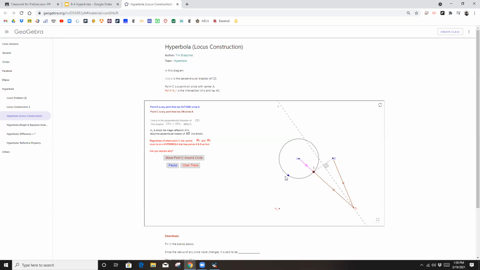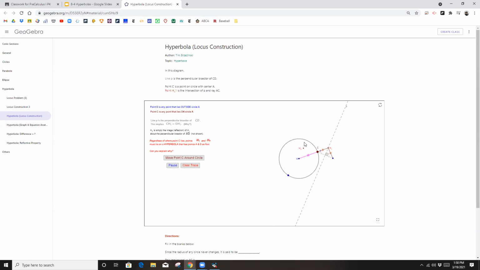All right, so let's see what's happening. I'm going to move point C around the circle, and it's going to trace a bunch of points, and we see a hyperbola. That's what a hyperbola looks like. It kind of looks like two parabolas going left and right. They could also go up and down.